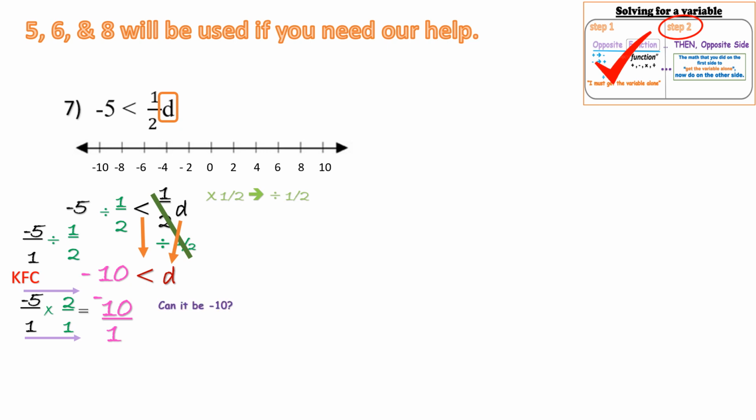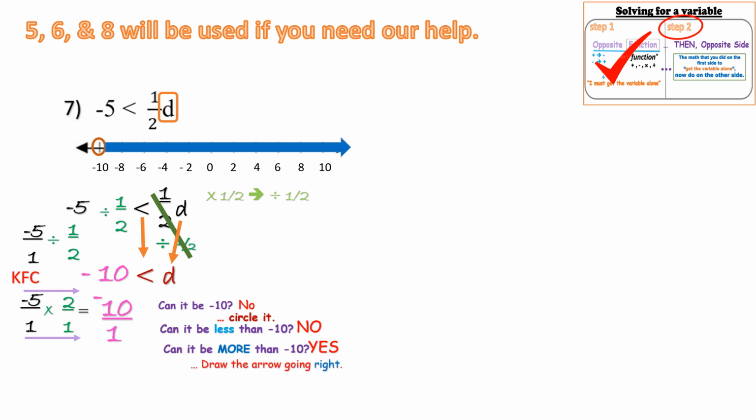Once again, I ask my inequality questions. Can d be equal to negative 10? No, it cannot be. Therefore, I'm just simply going to circle my negative 10. Can it be less than negative 10? Well, the arrow is pointing to the negative 10, so that's as low as I can go, so that answer is no as well. Can it be greater than negative 10? Can it be more? Absolutely yes, because it's on the bigger side of the arrow. Therefore, d has to be bigger than negative 10. So I'm going to shade in my arrow going to the right.